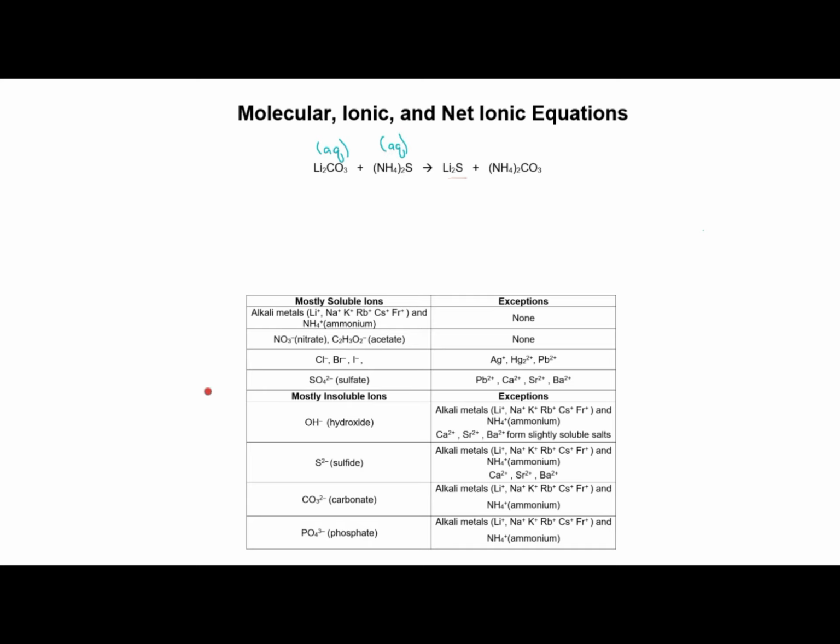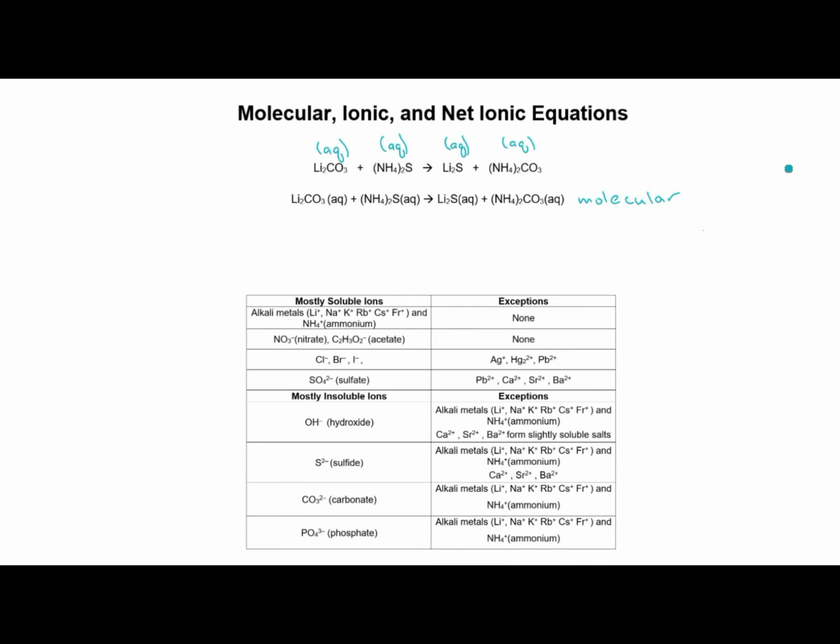Next, lithium sulfide. Again, lithium, there are no exceptions, or if you check sulfide, you would see lithium as an exception. And finally, ammonium carbonate. Ammonium is soluble with no exceptions, or carbonate is insoluble with ammonium as an exception. So again, a soluble salt. Let's rewrite a little bit neater. Here we go. This is now our molecular equation.